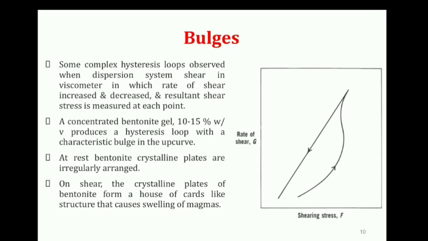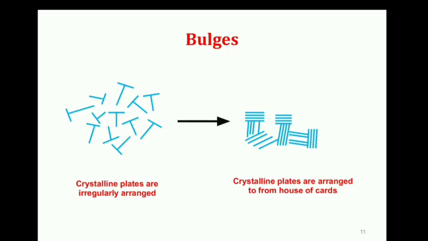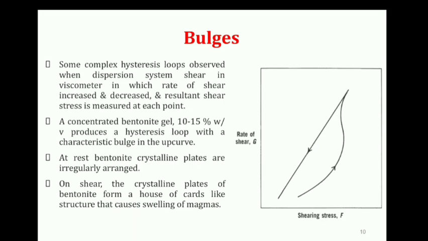Okay, so at rest, what is the mechanism for this? At rest the bentonite crystalline plates are irregularly arranged. See the diagram, the crystalline plates are irregularly arranged. So this is your first state. What will happen on shear? The crystalline plates of the bentonite form a house of cards like structure that causes the swelling of the magmas.